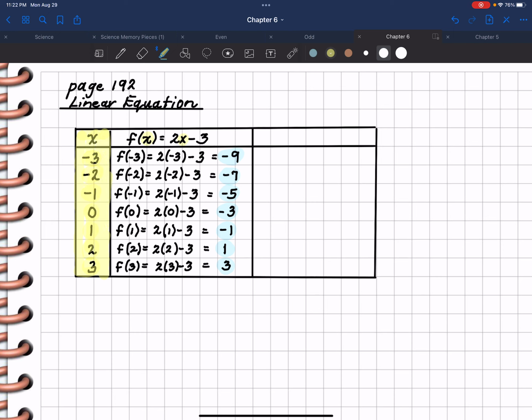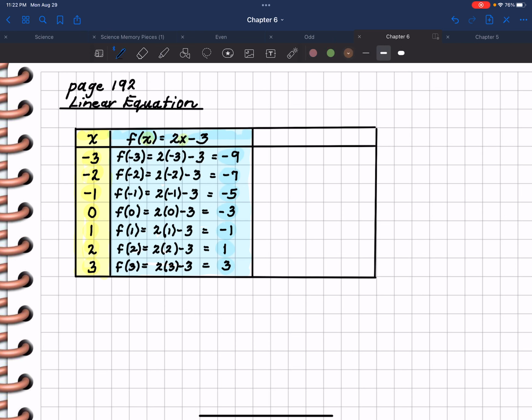And I gave you the y's. Let me just highlight those all in blue because this was the output. Nothing's changed. We're still graphing x's and y's. We're still doing domain and range. We're still doing all of that. It's just that instead of working these down on the page, I've worked them in the row that they're on.